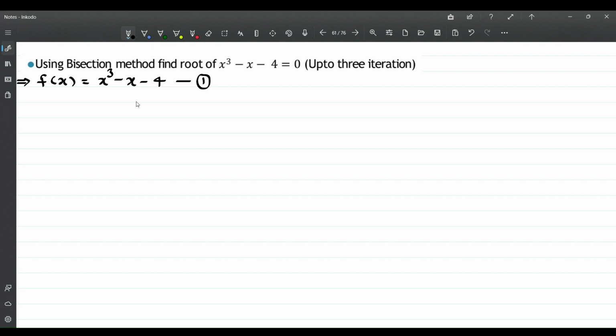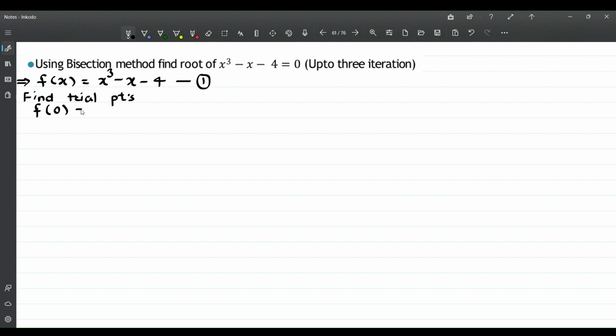Here we don't have trial points, so here we have to find the trial points. I have already told you that trial points will start from 0.